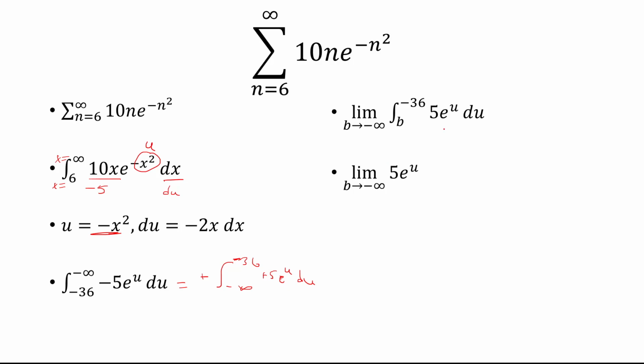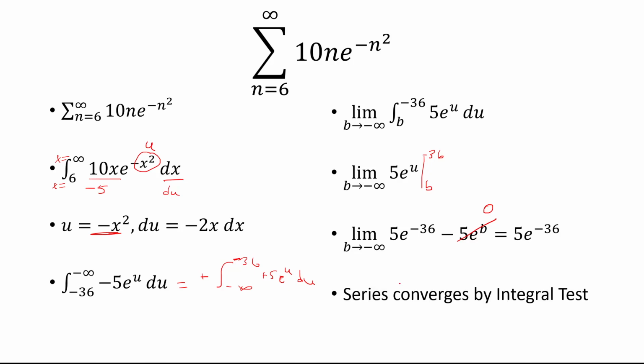So when I do the antiderivative of 5 e to the u, I get 5 e to the u. And then I have to go from b to negative 36. So I plug in negative 36, and then I plug in b, and subtract those two. So as b approaches negative infinity, this goes to 0, so I'm left with 5e to the negative 36. And this means that the series will converge by the integral test.